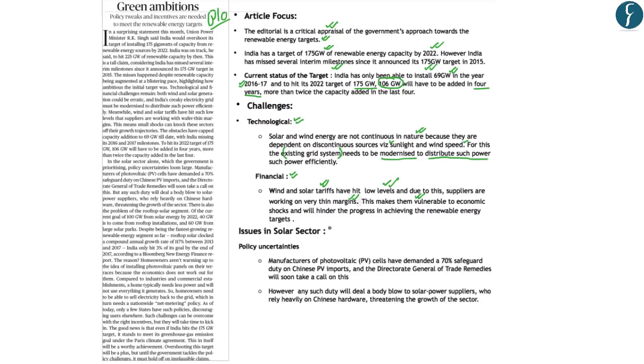expand their bases. Now, the author also highlights issues with regards to the solar energy sector, wherein the manufacturers of photovoltaic cells have demanded a 70% safeguard duty on Chinese photovoltaic imports. However, the Director General of Trade Remedies or DGTR is expected to take a decision on this demand of the local photovoltaic manufacturers in India.